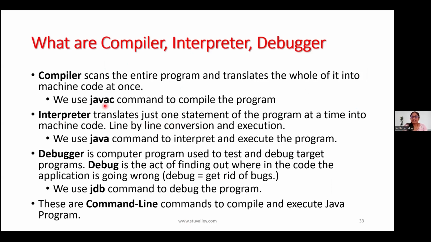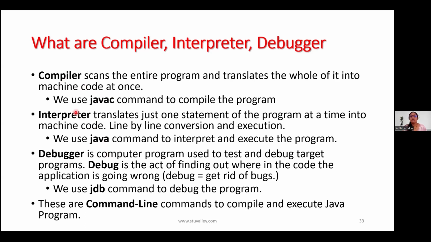We use the javac command to compile our program. Okay, javac will be used for compilation purpose. First, you have to compile your program and then you have to execute it. So we use the java command to execute or to interpret and execute the program. So there are two different commands in Java, javac and java. Okay, javac is used for compilation purpose and for interpretation purpose we use java.